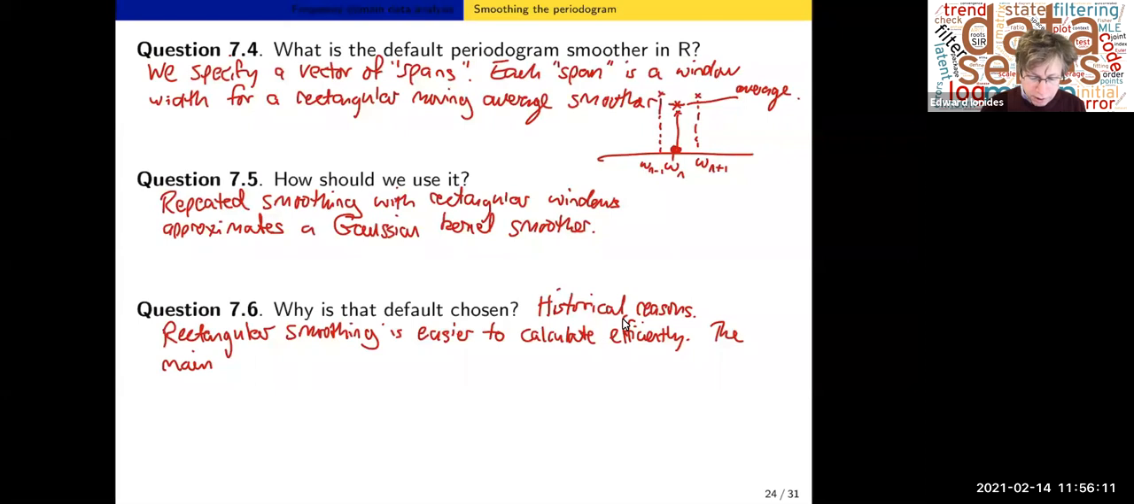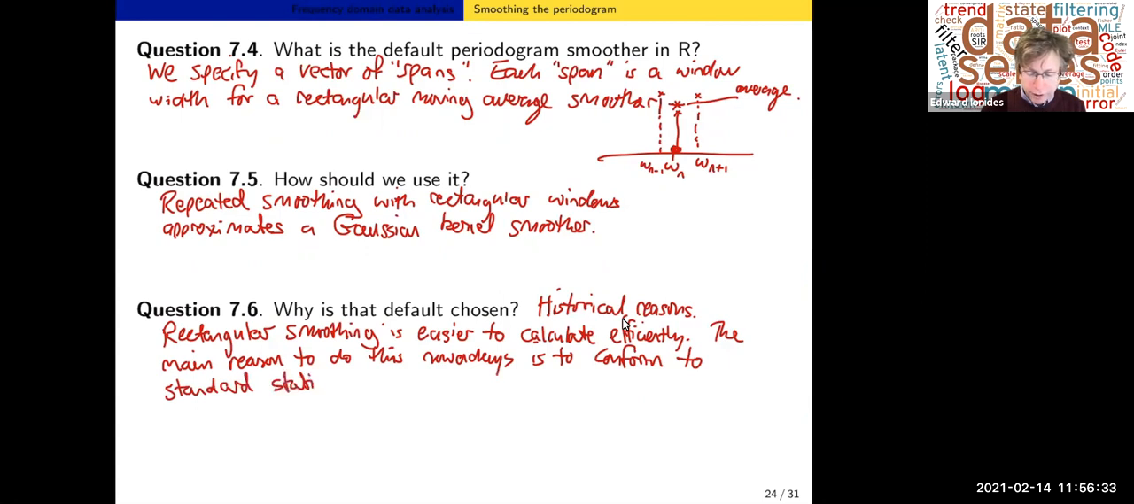The main reason to do this nowadays is to conform to standard statistical practice. You need to use some smoother to smooth the periodogram. If you just use the smoother that everybody's used before, then somehow you don't have to justify it. If you did something else, you'd have to explain why you were doing something different.